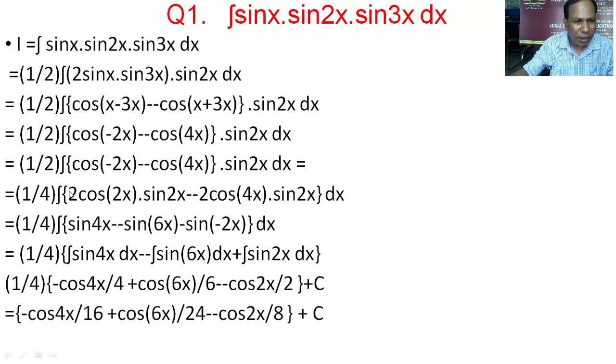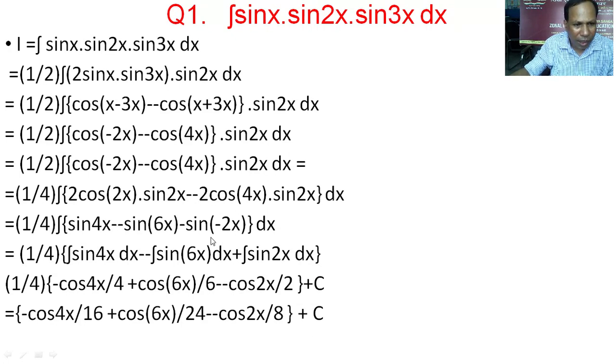dx. This is equal to 1 by 4 into, now it is 2 cos theta into sin theta, the formula is sin 2 theta, sin 2 into 2x becomes sin 4x, and this is 2 cos a sin b, it is sin of 4x plus 2x minus sin of 2x minus 4x, means minus 2x. It is 1 by 4 into sin 4x dx minus sin 6x. Sin of minus theta is minus sin theta, so minus of minus becomes plus, so it is sin 2x dx.